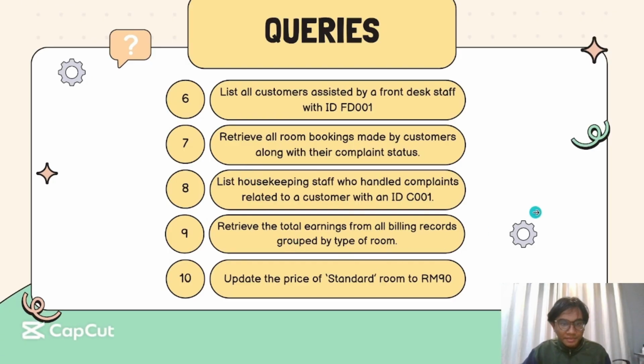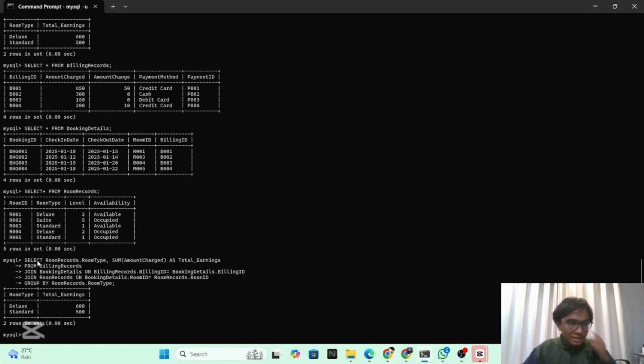Okay, so for query number 9, which is to retrieve the total earning from all billing records grouped by the type of room. Okay, so this is the code, which is first we will select room records.room type from the room records table, and then we will calculate the sum of the amount charged, and then we will change it to the total earning. And then from billing records table, and then we will join the booking details on billing records.billing ID equal to booking details.billing ID.